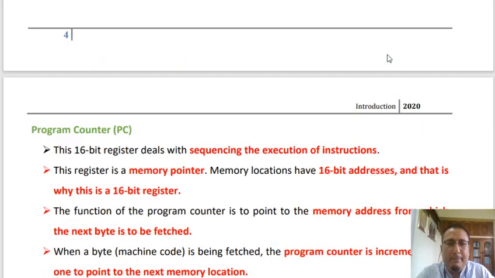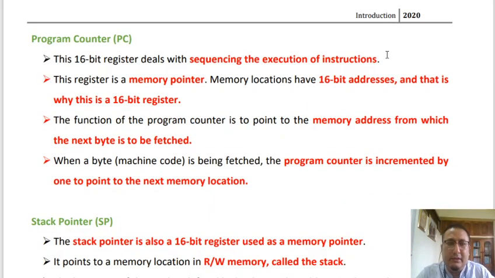Now we'll move on to the program counter. It's very important to understand the role of the program counter. A program counter is a 16-bit memory register that is responsible for sequencing the execution of the instruction. Which instruction is to be executed next? That is the role of the program counter to identify.